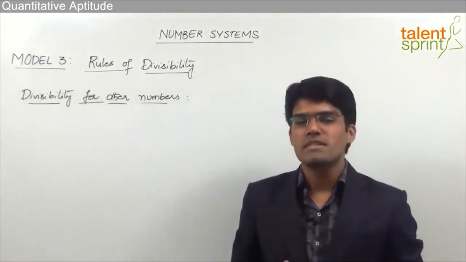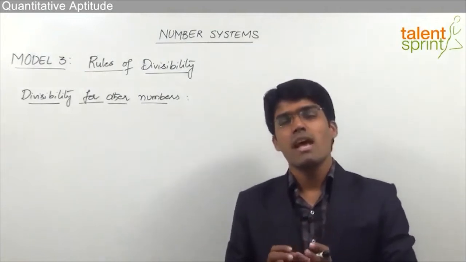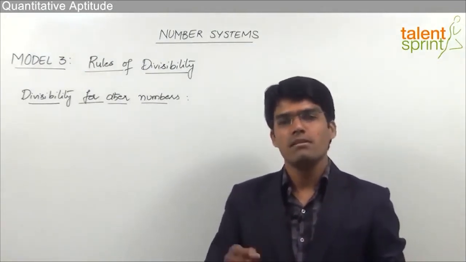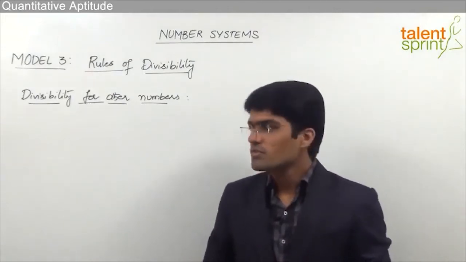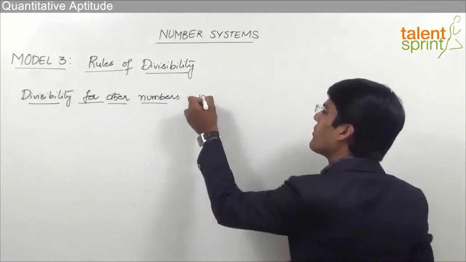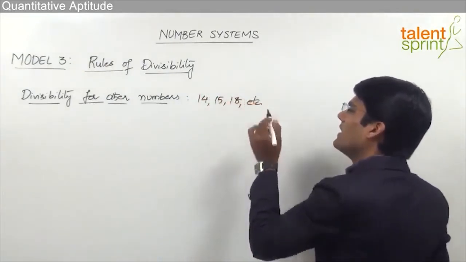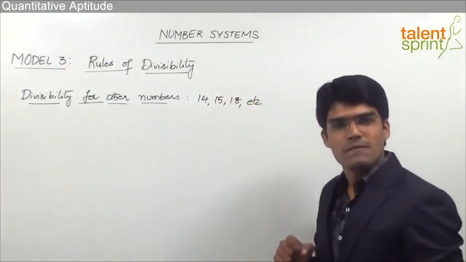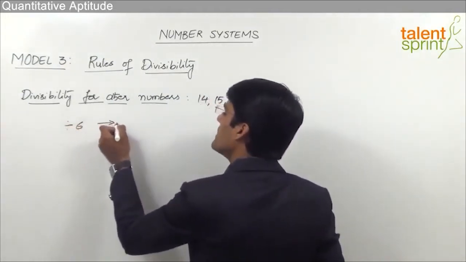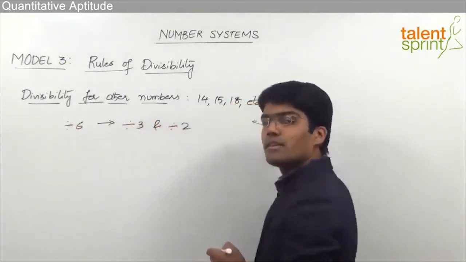Now, after learning about the divisibility rules for the first 10 numbers and some special cases, let us now see how to in general decide whether a given number is divisible by a particular number or not. So let's see the divisibility for other numbers, like 14, 15, 18, etc. Now, as we have seen, the divisibility rule for 6 is that the given number has to be divisible by 3 as well as 2. It should be divisible by 3 and 2.